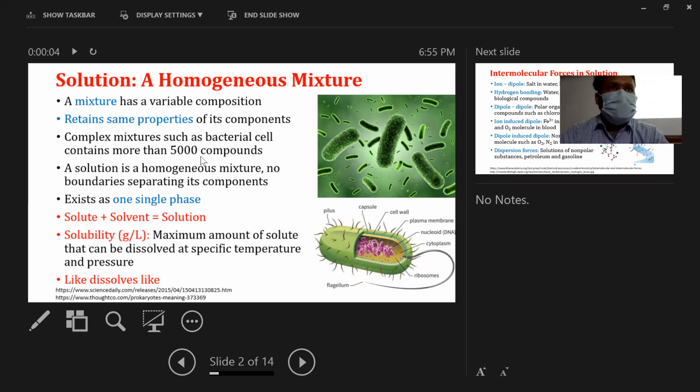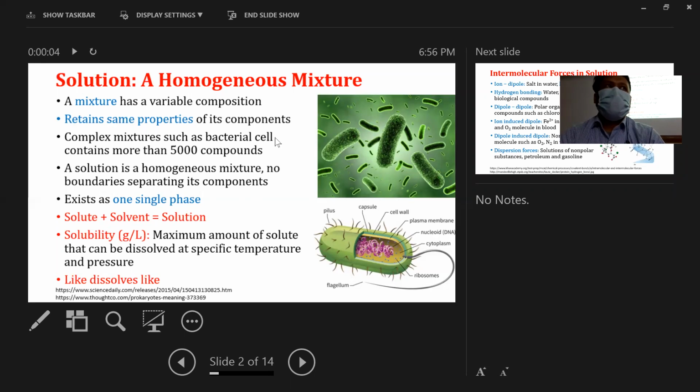For a solution, you will have all the components. That means in the substance or mixture, if the composition is similar everywhere, in that case we can consider that as a solution. It retains the same proportions of its components. If you have a homogeneous mixture, we can consider that a kind of solution.